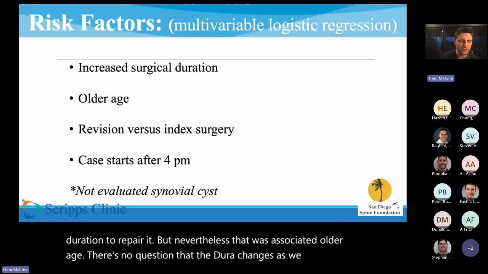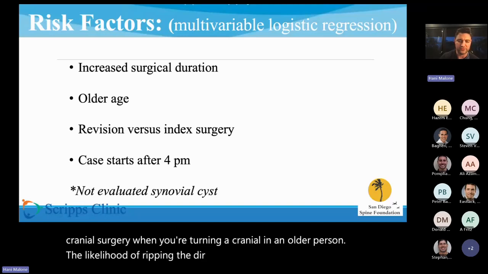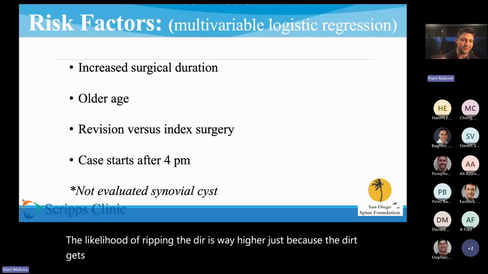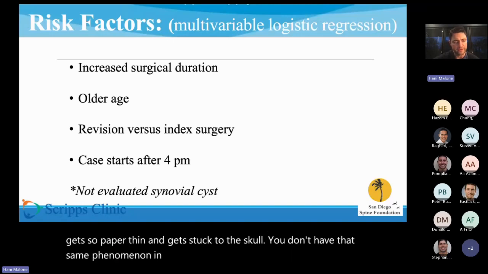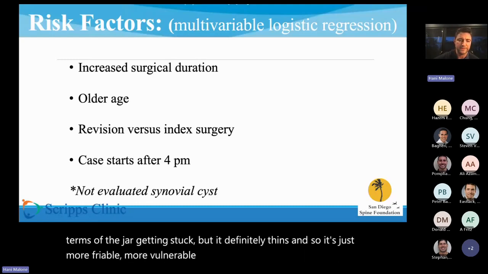In cranial surgery, when you're turning a craniotomy in an older person, the likelihood of ripping the dura is way higher just because the dura gets so paper thin, it gets stuck to the skull. You don't have that same phenomenon in the lumbar spine or in spine surgery in terms of the dura getting stuck, but it definitely thins. And so it's just more friable, more vulnerable to injury.